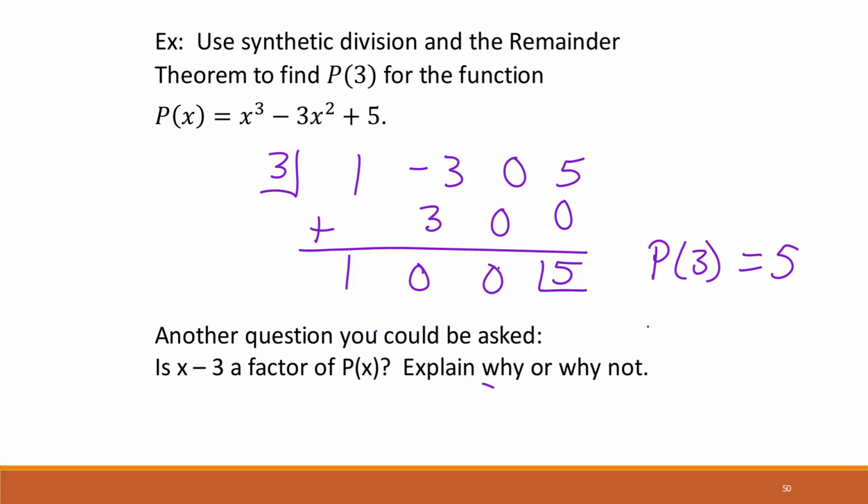Now, is x minus 3 a factor of p of x? The answer here is no. The reason it's not a factor is because if it was a factor, then the remainder would have to be equal to 0. The fact that we have a 5 instead of a 0 is what lets us know this isn't a factor. So this is great for when we need to factor in the future. Let's take a look at another example.